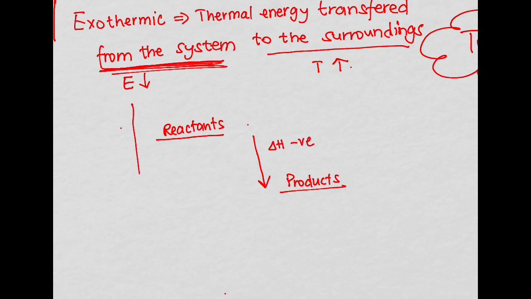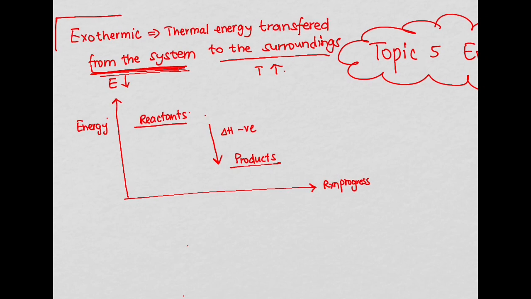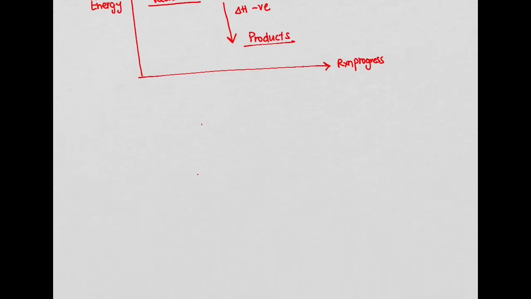And as you're drawing the reaction pathway diagram, you need to have reaction progress here and energy on the y-axis. Right, so this is for an exothermic reaction. The second reaction is the endothermic reaction.